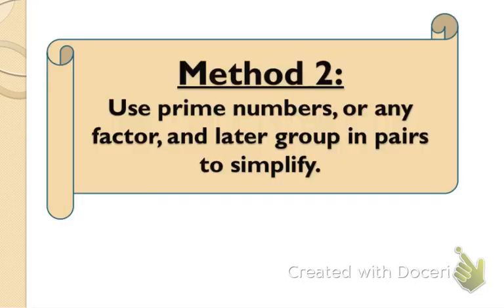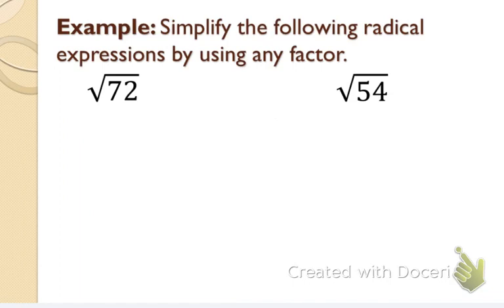Method 2, use prime numbers or any factor and later group in pairs to simplify. So we can pick any number that we want to start off with, starting with square root of 72. Now, 2 is an even number. 2, 4, 6, 8. All of these are easy to work with because if you want to start off small, start off with 2. 2 definitely goes into 72 36 times.